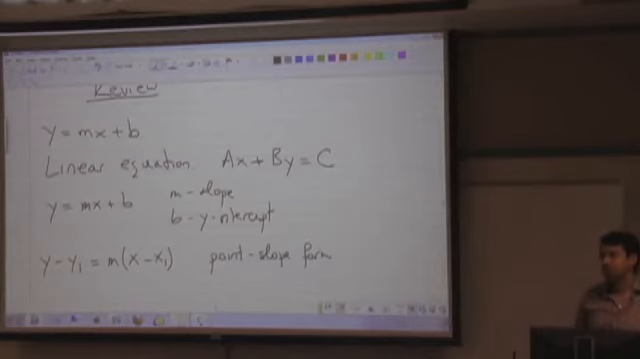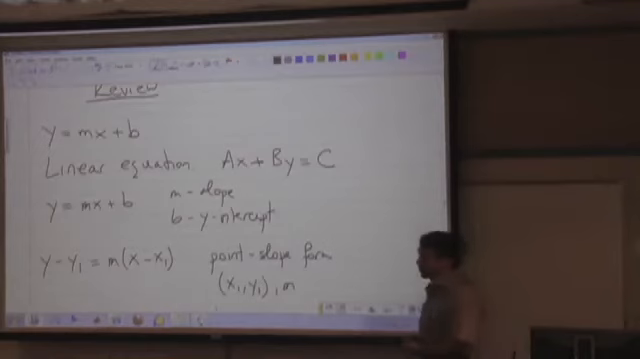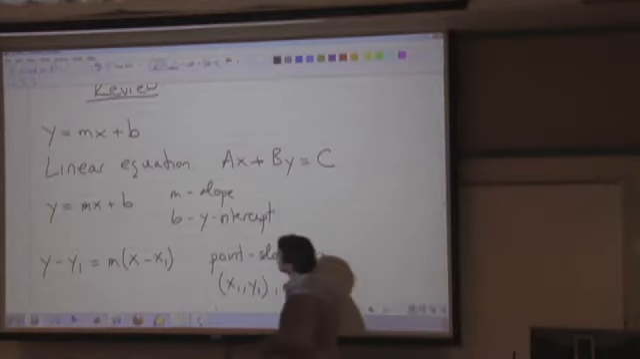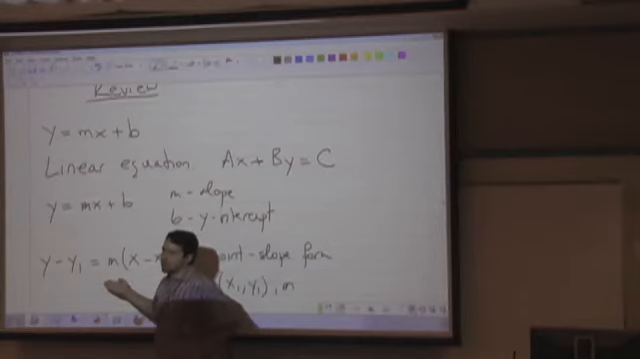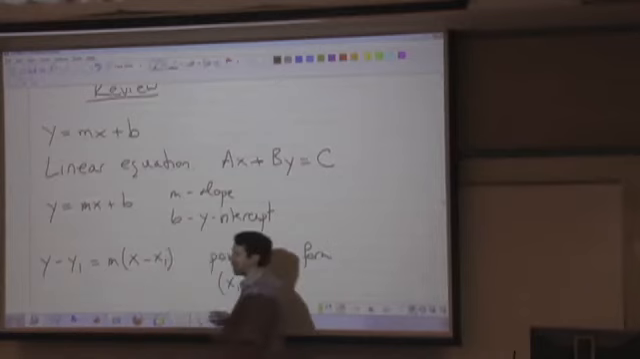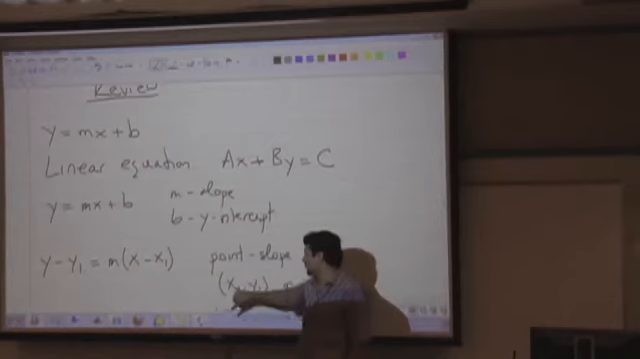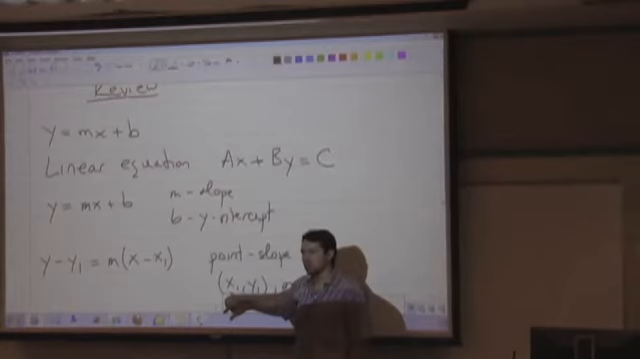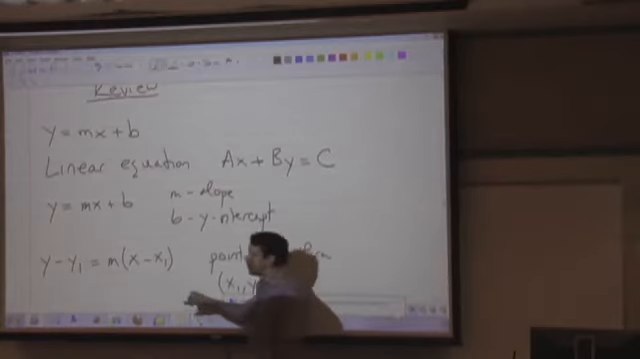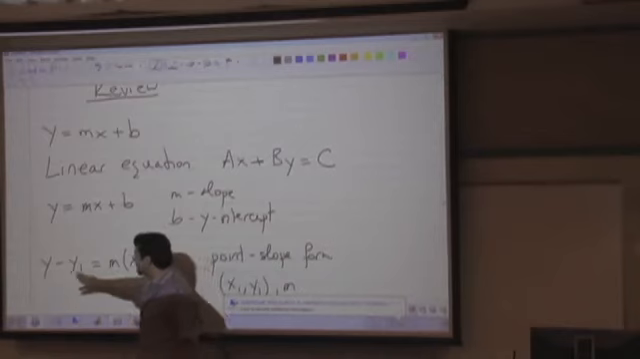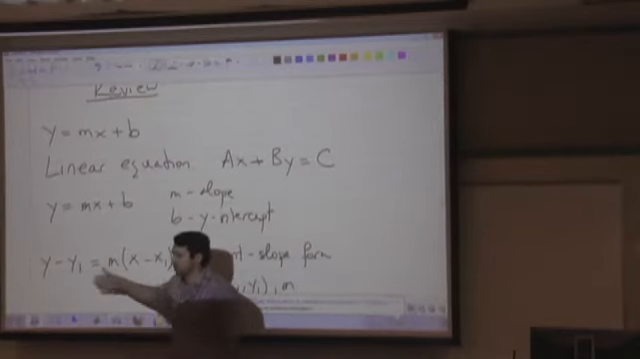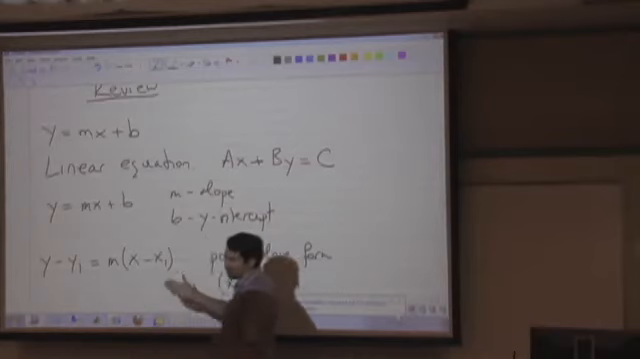The idea behind this is that instead of having the y-intercept, we actually have a random point and just the slope. This is just a generalization. If you think about this particular point as being (0, b), wherever you cross the y-axis, so the y-intercept, then if you put in 0 and b here, you just get y minus b equals mx, which means y equals mx plus b. So it's again a generalization.